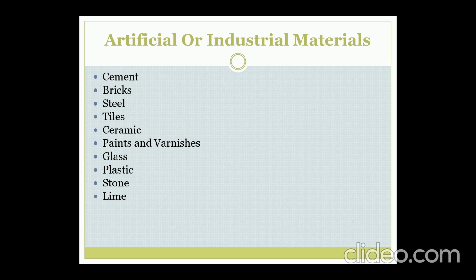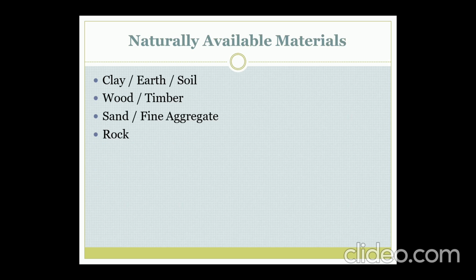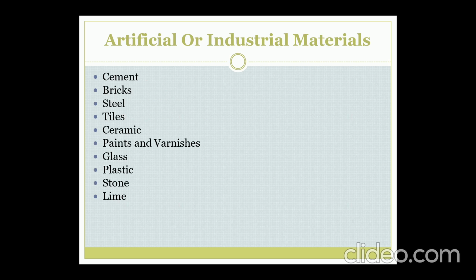Now, artificial and industrial materials used in the construction. The earlier ones which we have named are the things which are plainly available in the natural environment. Those don't have to be prepared or manufactured in the industry. And these are the things which have to be manufactured in the industry. That will be cement, bricks, steel, tiles, ceramics, paints and varnishes, glass, plastic, stone, lime, etc.